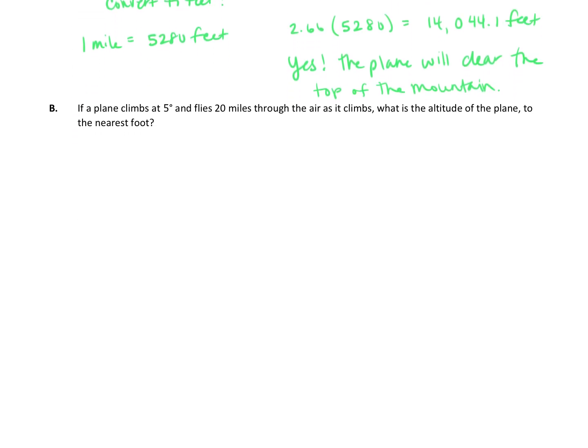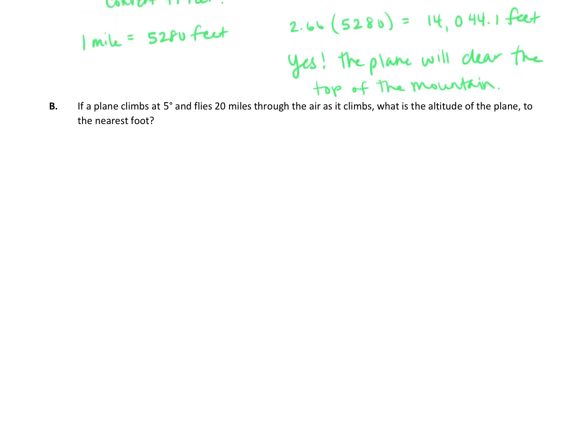Okay, so follow-up question where we get to practice these skills again. If a plane climbs at 5 degrees and flies 20 miles through the air as it climbs, what is the altitude of the plane to the nearest foot? So here's the situation. The plane is climbing into the air. They want to know what the altitude is. So we draw straight down. I'm going to go ahead and draw on the ground.